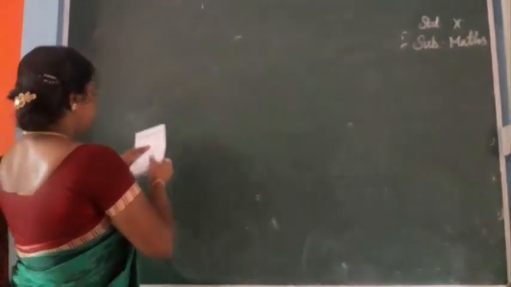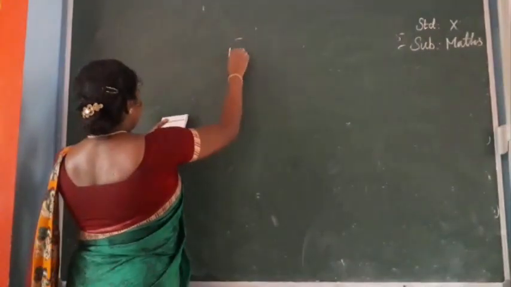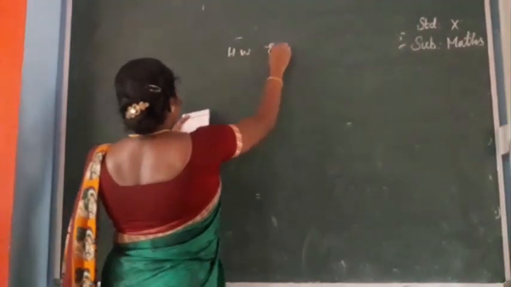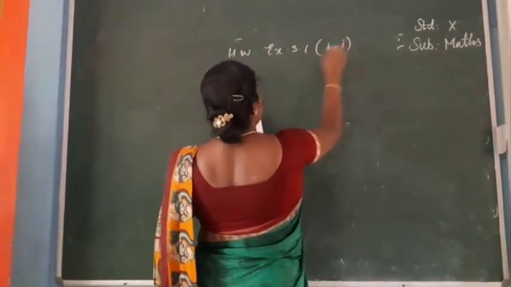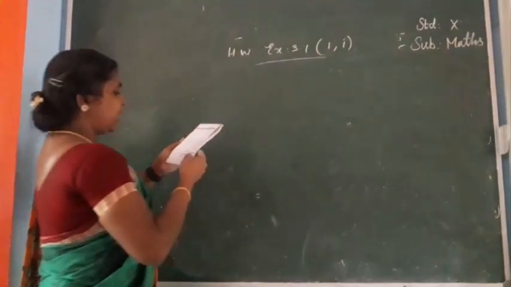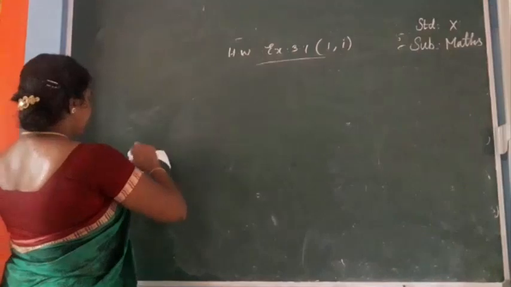The homework problem is exercise 3.1, question number 1, first subdivision. Once again, if you need the last problem's explanation, I am explaining. Listen once again, I am explaining how to convert the equation.